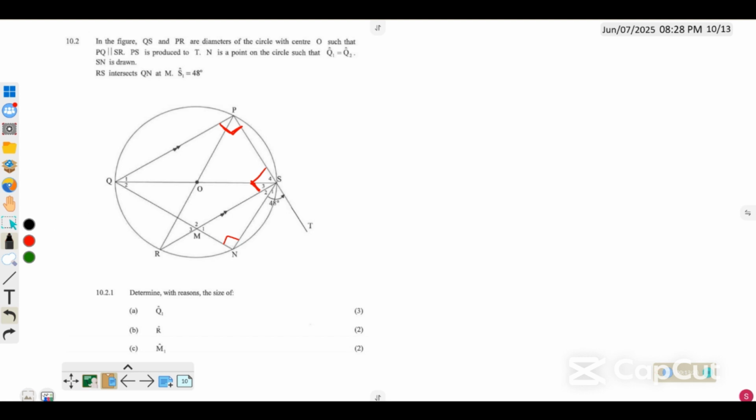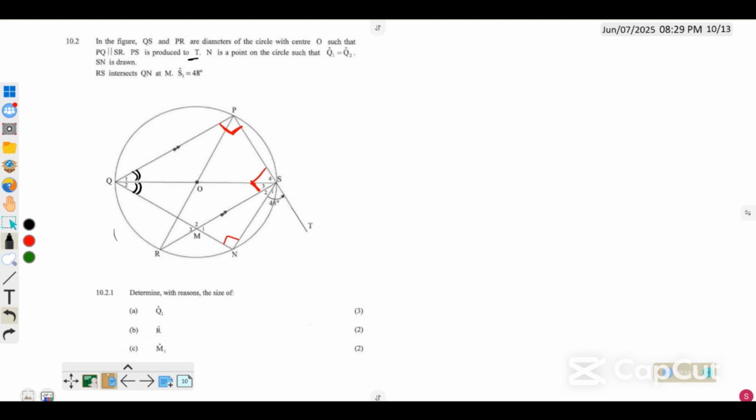Right. So let's see. PR and QS are diameters of the circle with center O. PQ is parallel to SR. Where's PQ? There it's given. This is PQ, which is parallel to SR there. What else? PS is produced to N. Where's PS? There it goes. And then we have T is a point on the circle such that Q1 is equal to Q2. So this one is equal to that. Fine. SN is drawn. QS intersects that. Then we have the angle S1, which is 48 degrees. Calculate the size of angle Q1.